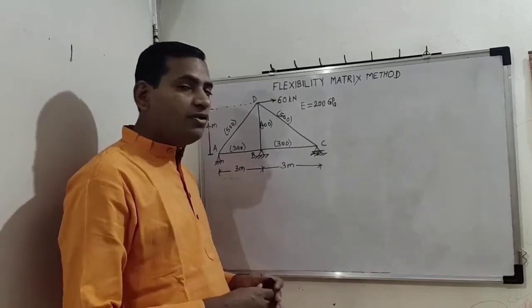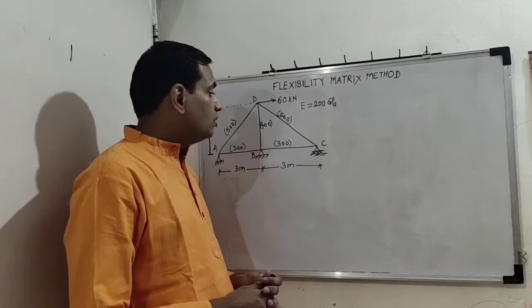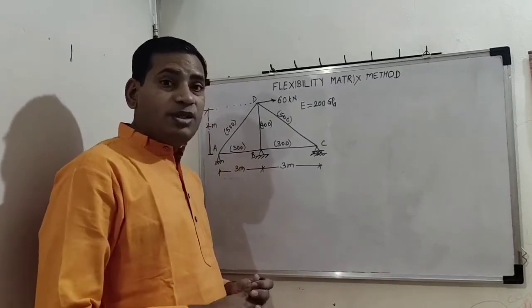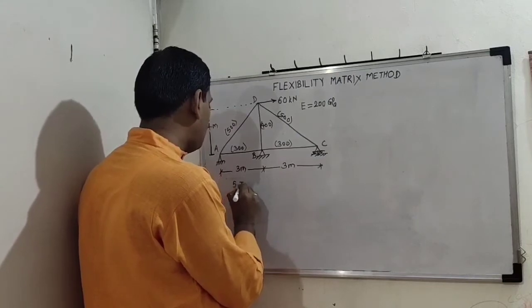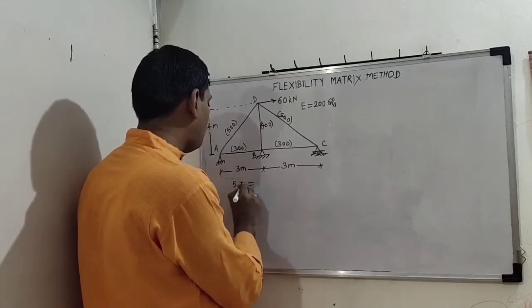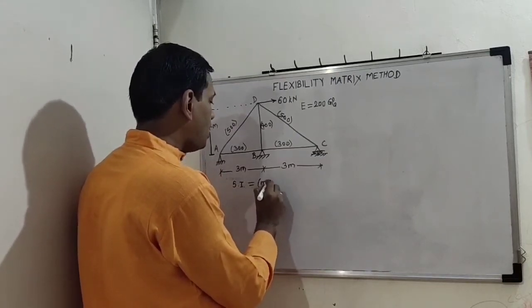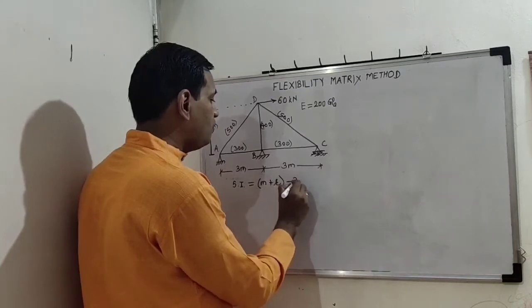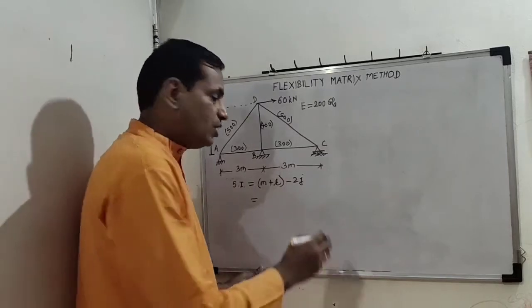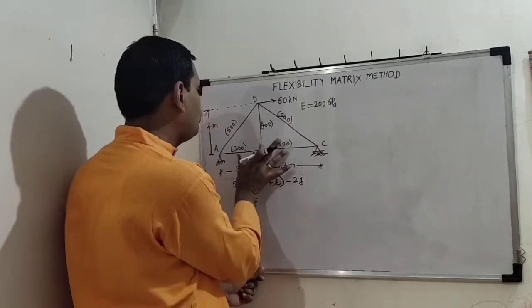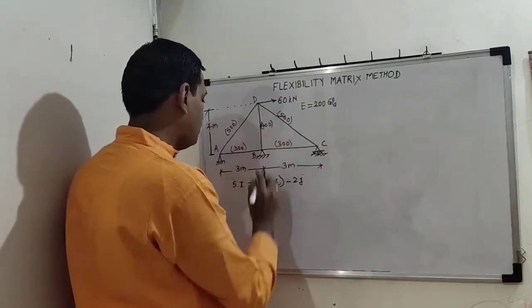So our first step will be to find out the indeterminacy of the truss. So what is static indeterminacy of a truss? How to find? A simple formula: M plus R minus 2J. So M plus R minus 2J. How many members? 5. These two and this one. So 5.